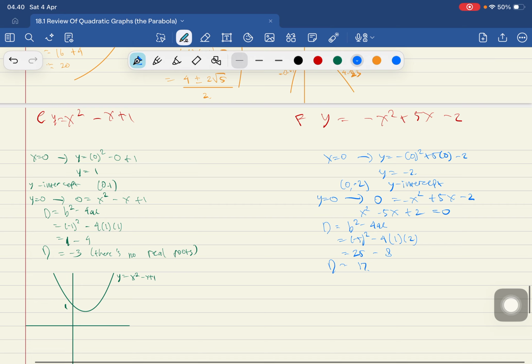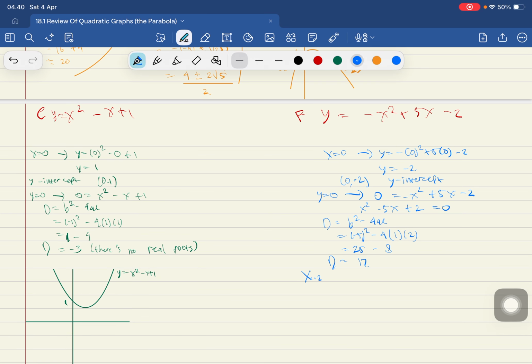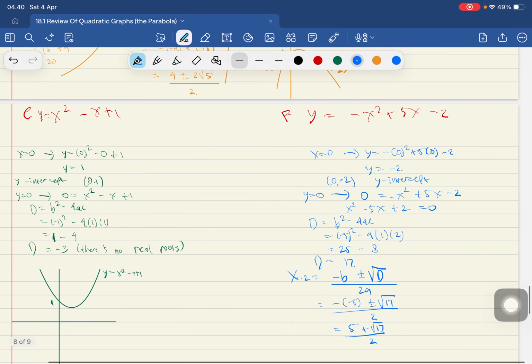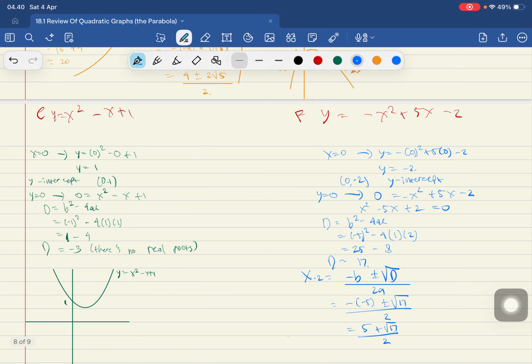Okay, let's use the ABC formula. So x1 and 2 equal to negative b plus minus square root of discriminant divided by 2a. Negative b is negative negative 5, plus minus square root of discriminant, which is 17, then divided by 2. So 5 plus square root of 17 divided by 2, and another one, 5 minus square root of 17 divided by 2.